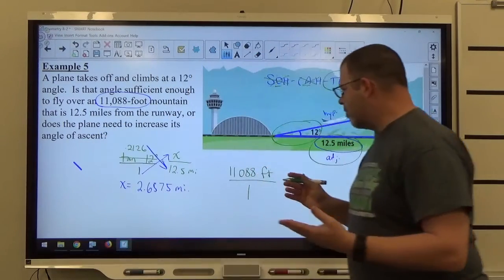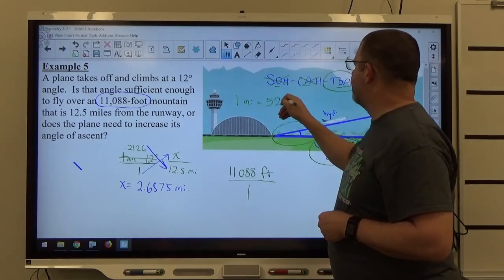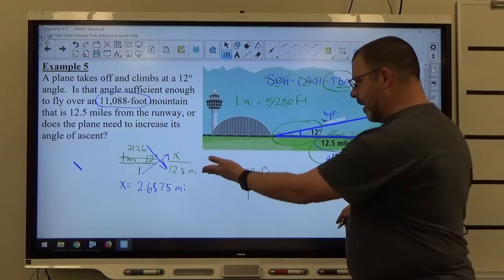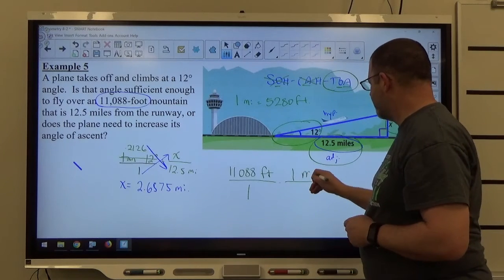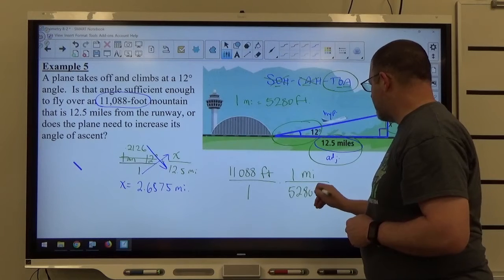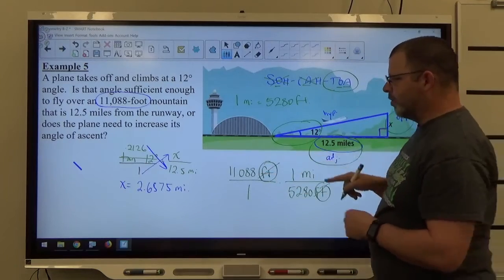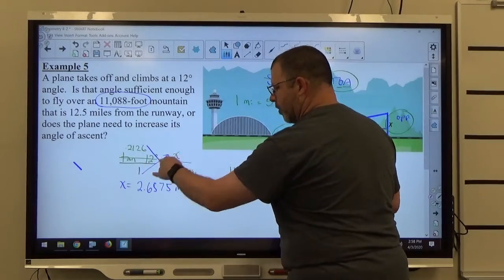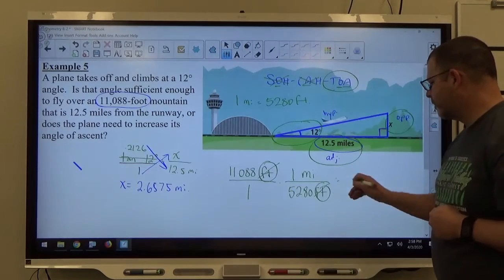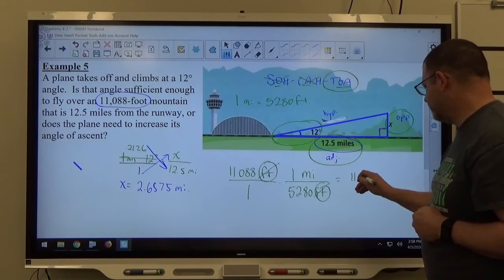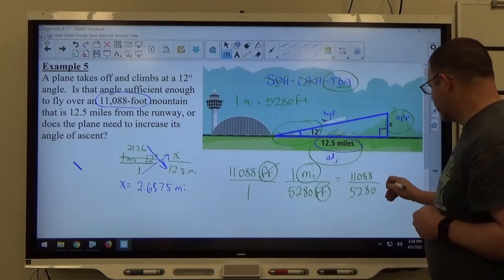and we use facts that we know about units, and we know that 1 mile equals 5,280 feet. My goal is to get an answer in miles for the height of the mountain, so I'm going to put 1 mile on top, 5,280 feet on the bottom, unit of foot on top and unit of foot on the bottom cancel. Notice the difference in picture. Fraction 1 times fraction 2, we're going to cancel and we're going to multiply straight across. So I get 11,088 over 5,280, and the unit left over is miles.